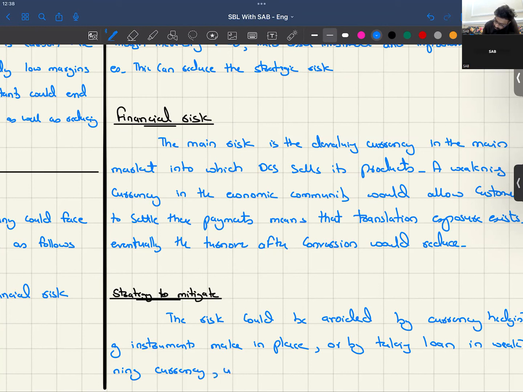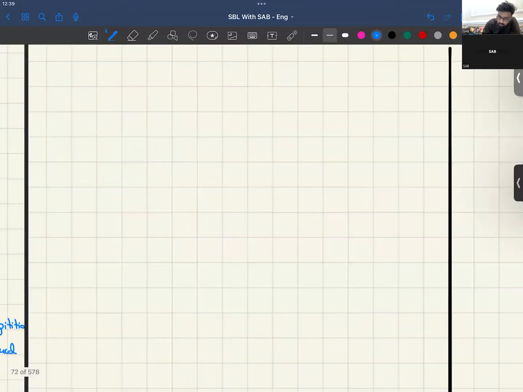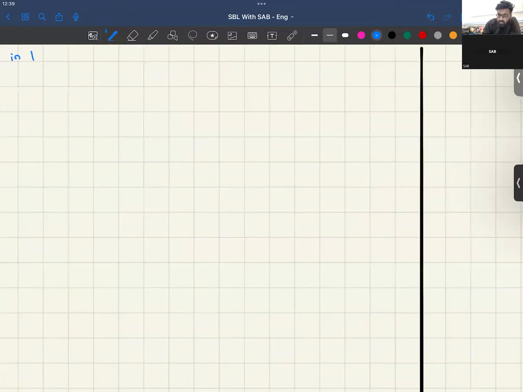Using this to offset liabilities of products in the same currency, right? By taking a loan, you could use that by settling your liabilities, right?